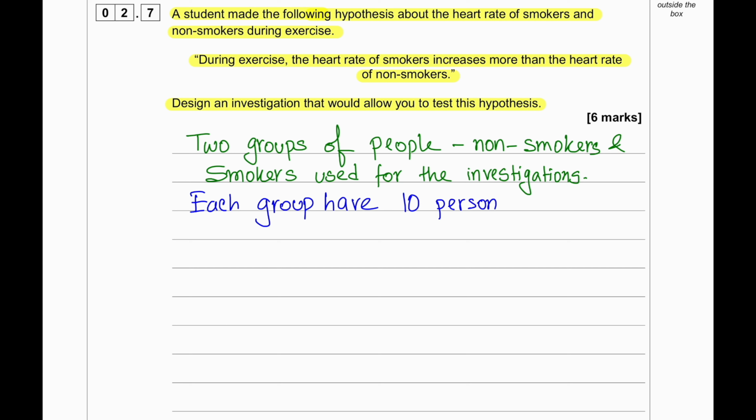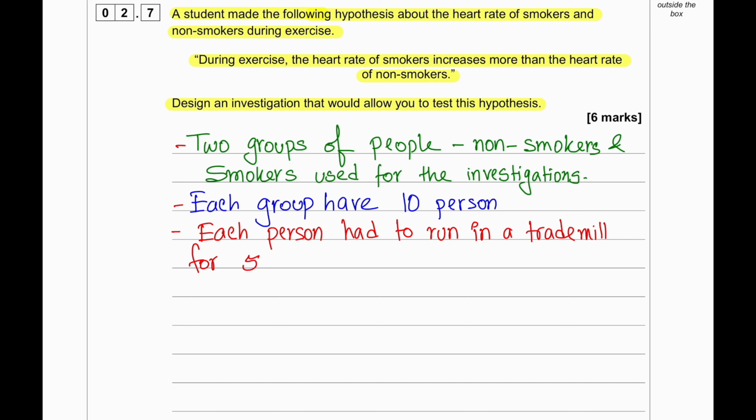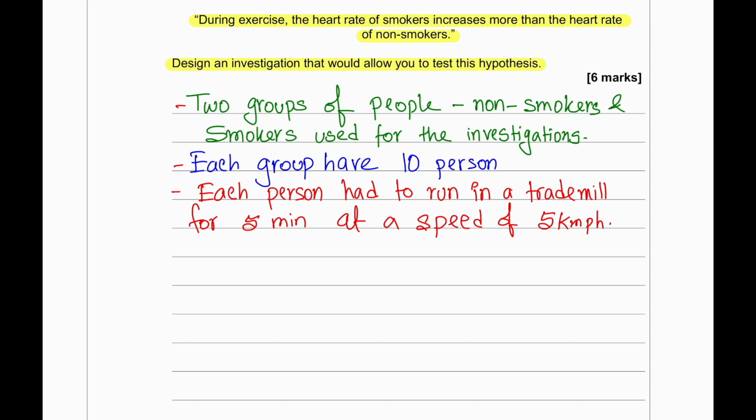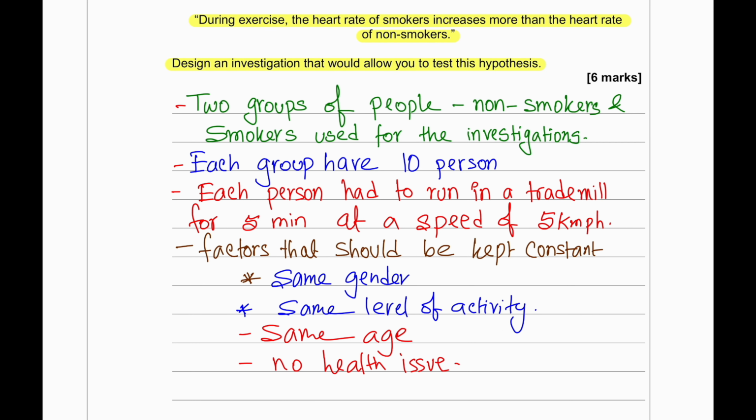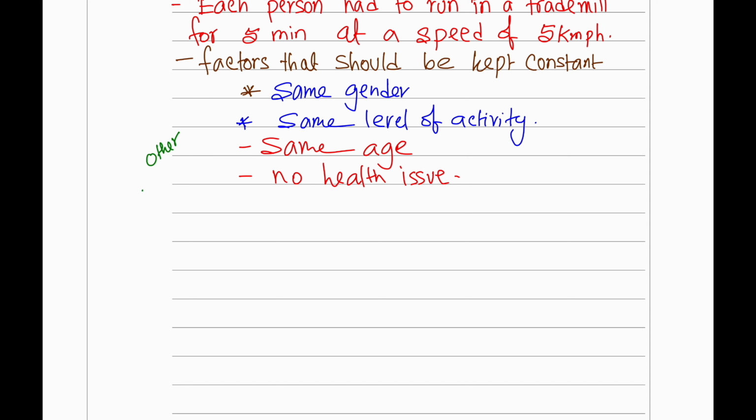For example, running on a treadmill at 5 kilometers per hour for 5 minutes. Now, we will keep a few of the variables similar. What are the things we are trying to keep similar? First of all, we will keep the number of people in each group similar. We're going to use the same gender. We will use people who have similar levels of activity already. We will use the same age group, and we will make sure that they do not have any health issues regardless of being smoker or non-smoker. And we will give them the same type of exercise and the same time for the exercise. These are the controlled variables.